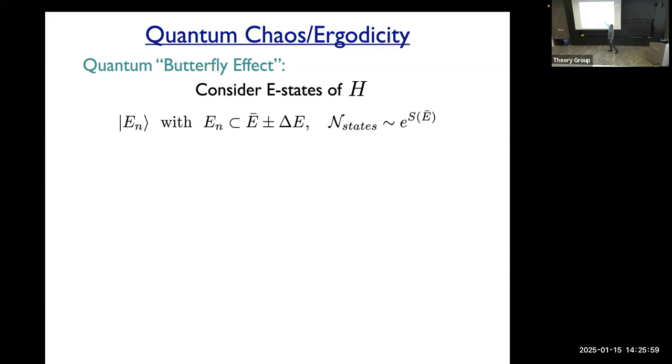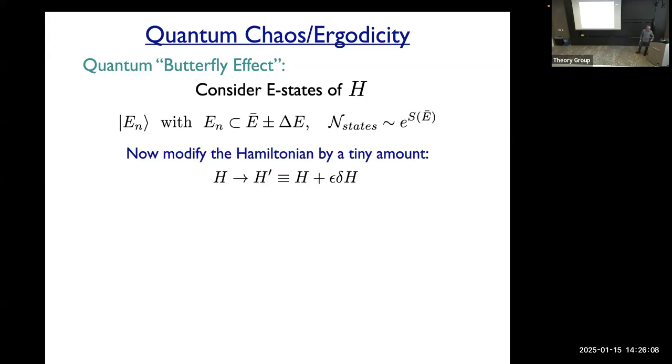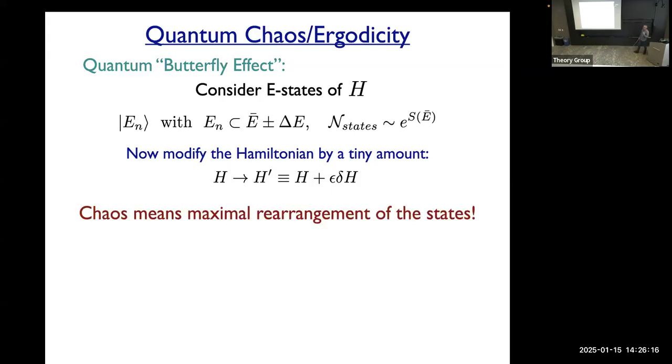So imagine that you have some eigenstates with the energy within some band. And there's an exponential number of such states, right? And imagine that you computed these eigenstates, but then you modified the Hamiltonian by some tiny, tiny perturbation. Then what does chaos mean? Quantum chaos means that there's a maximal rearrangement of the state. So a tiny perturbation means that if I try to take the new states in terms of the old states, there's just a maximal rearrangement. They all just get rearranged at order one with some kind of random matrix.